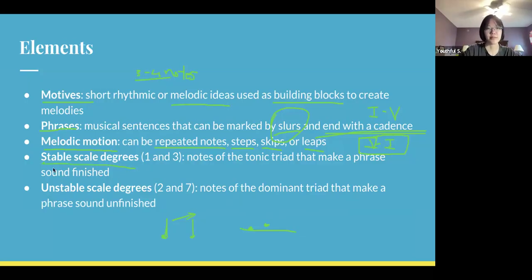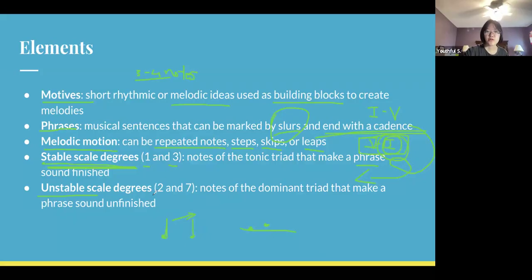Okay, and then stable scale degrees. Before I was talking about cadences. When you have a phrase ending on a scale degree such as 1 or 3, so if you were in C major, that would be C or E, then that makes a phrase sound finished. That means you're ending on 1, the tonic chord, and that basically means your phrase is over. It sounds like you've had a conclusion almost.